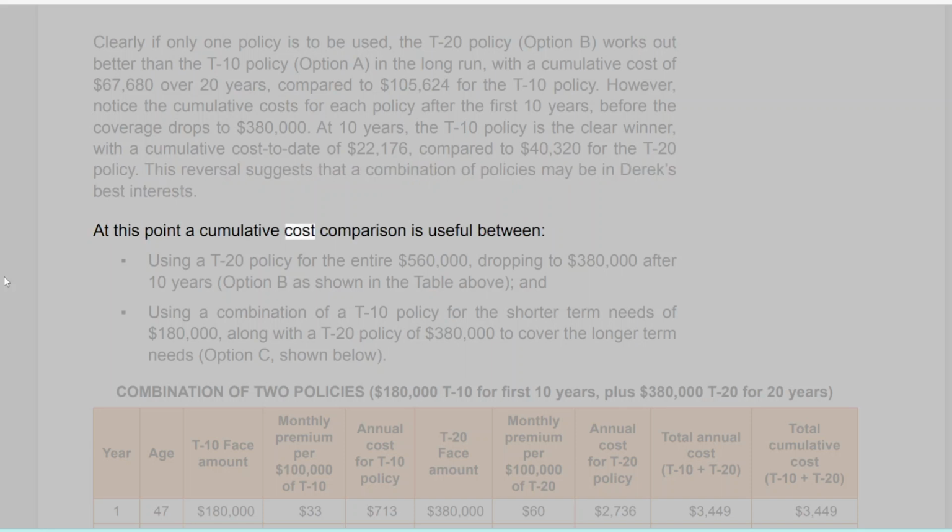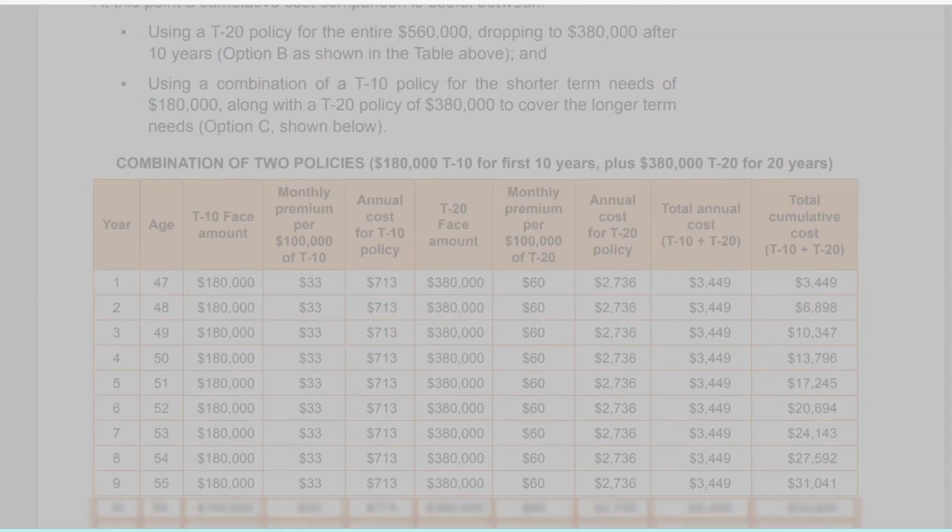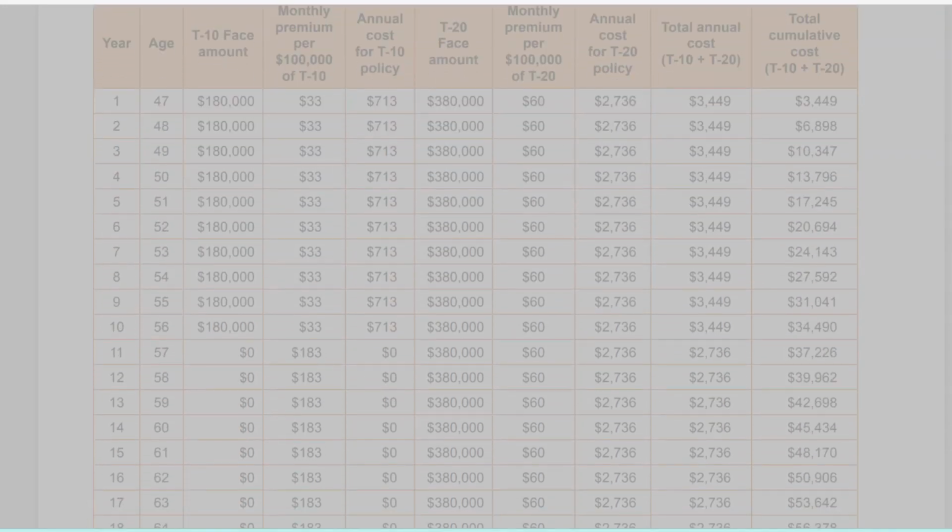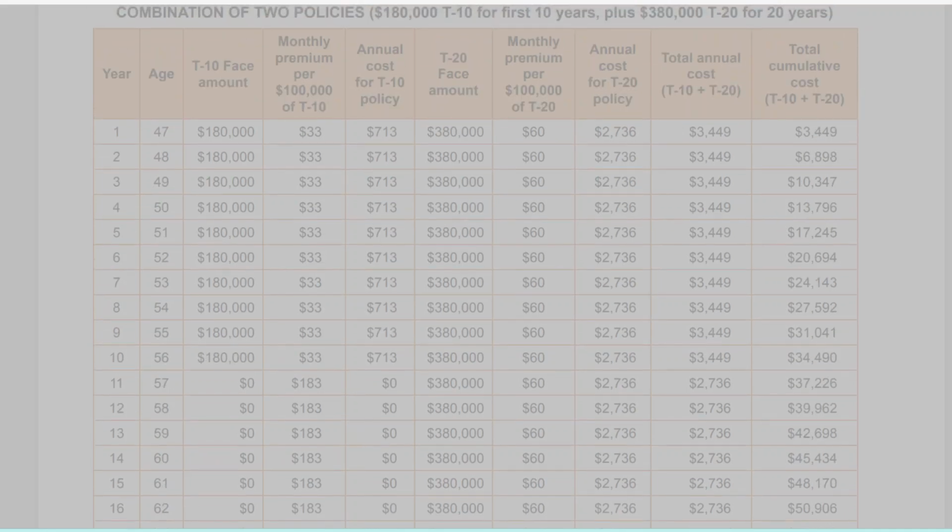At this point, a cumulative cost comparison is useful between using a T20 policy for the entire $560,000, dropping to $380,000 after 10 years, option B, shown in the table above, and using a combination of a T10 policy for the shorter term needs of $180,000, along with a T20 policy of $380,000 to cover the longer term needs, option C, shown below. Combination of two policies: $180,000 T10 for the first 10 years, plus $380,000 T20 for 20 years.